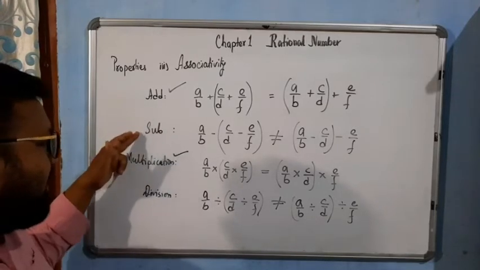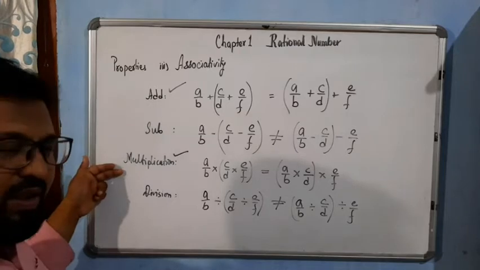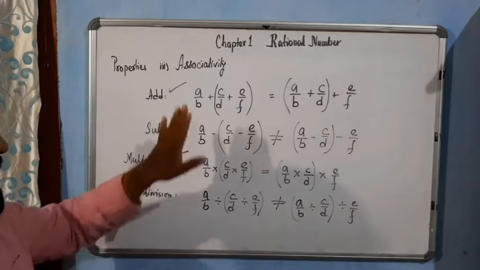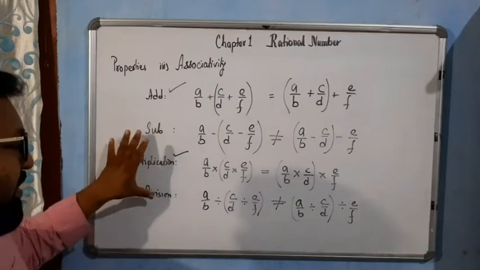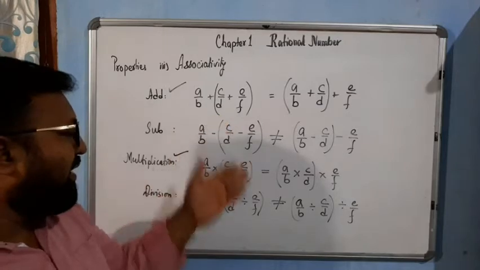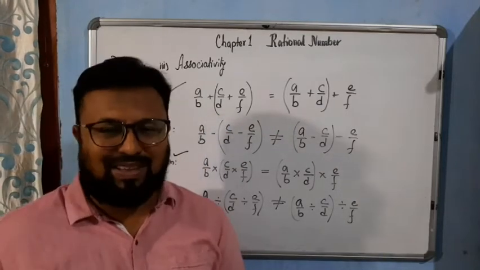And for subtraction and division, it is not applicable. The associative property is not applicable for a rational number for subtraction and division. So I hope you have understood this part very nicely. Now come to the next topic.